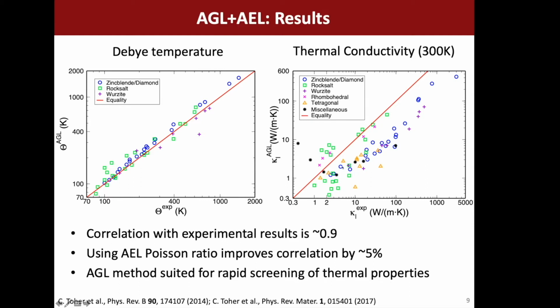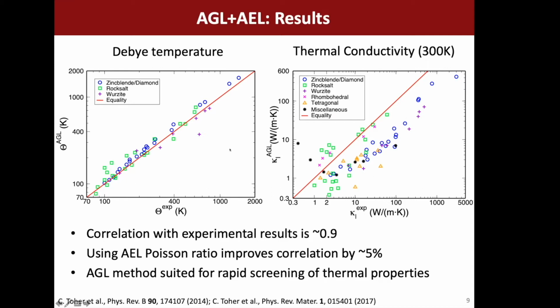Quantitatively, the values aren't super accurate. Qualitatively, we tend to get the right trend. And because of this, it's reasonably useful as a rapid screening model to identify which materials might have a very high or very low thermal conductivity that we can then investigate in more detail using more sophisticated and more computationally demanding methods, such as the ones that will be described tomorrow.